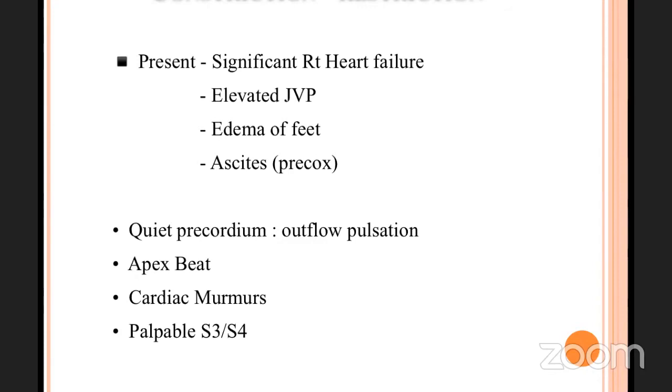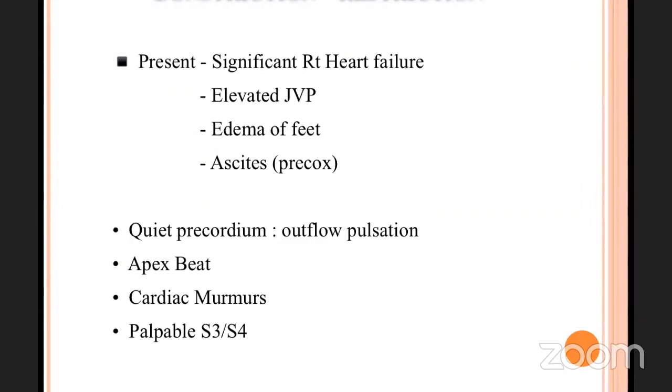There may be additional sounds in diastole by way of a pericardial knock, which might be mistaken for a third heart sound. And a fourth heart sound is extremely rare, almost unknown in patients with constrictive pericarditis. Whereas in patients with restrictive cardiomyopathy, especially when they are in sinus rhythm, a palpable fourth heart sound is not uncommon.